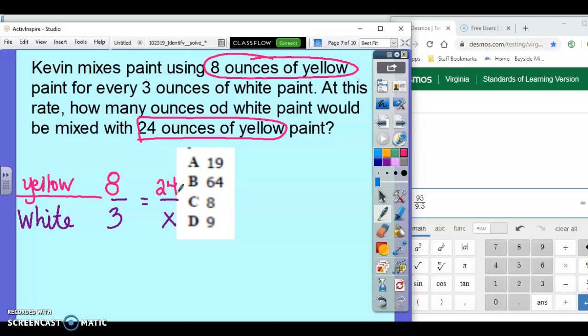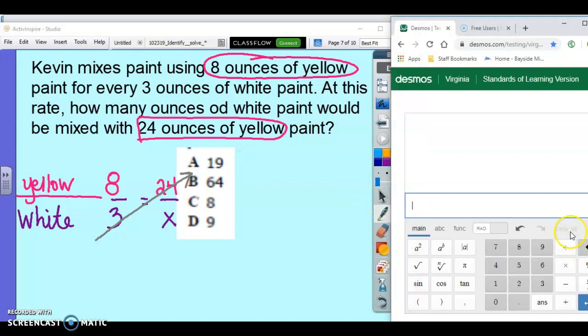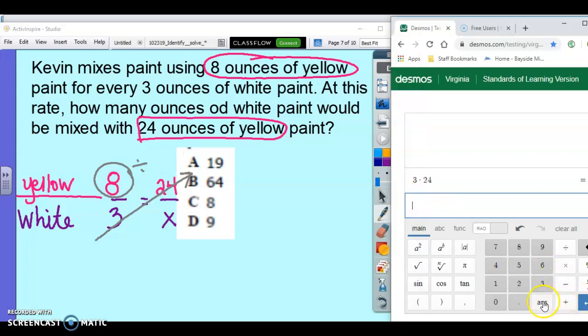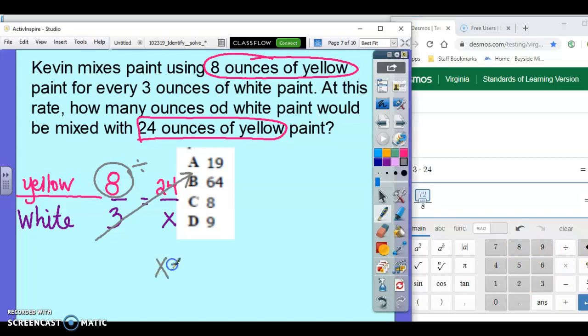In order to do that, we already know you multiply the numbers that are diagonal. So you have 3 times 24. You get 72. And then the next thing we do is whatever's left over, which is 8. We're going to divide by that. So we have 72 divided by 8. So what you can do is you can get a new line, hit answer, and then divide it by 8. And the answer is 9. So X equals 9, which is D.